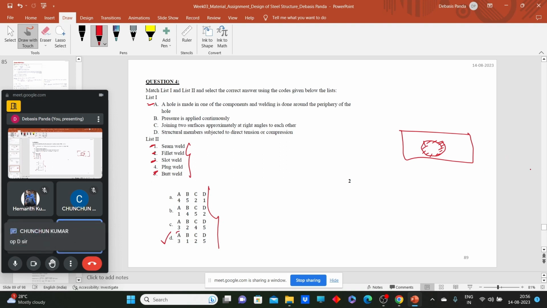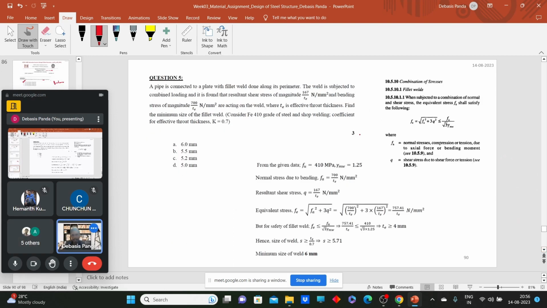Okay. Now go to the next question. So this question says a pipe is connected to a plate with fillet weld done along its perimeter. The weld is subjected to combined loading and it is found that the resultant shear stress of a given magnitude and a bending stress are acting. Now find out the minimum size of the fillet weld.